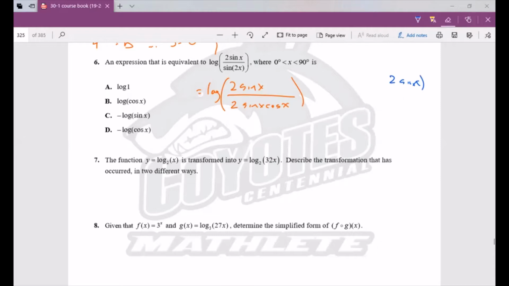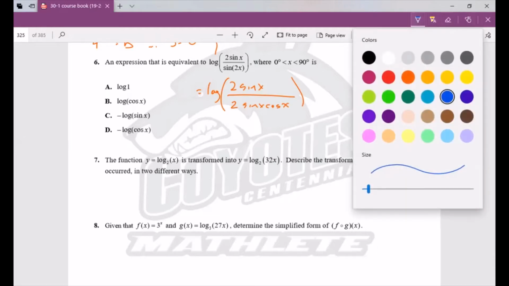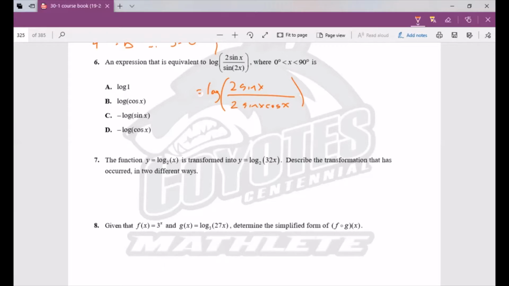But in this case, we can. Right? We have 2 times sine x over 2 times sine x cos x. This is equal to the logarithm of 1 over cos x. Now you might think, oh, I know that to be secant. So you'll start looking for secant in these answers here, and you don't see any secant here. But you do realize that cos x to the negative 1 is the same as 1 over cos x. And so therefore our answer ends up being D. We bring that negative 1 down front, and it's just D.